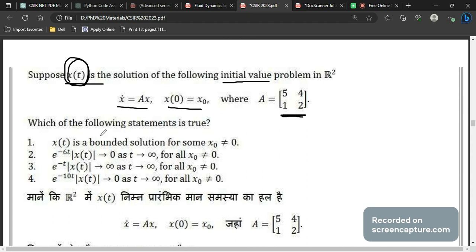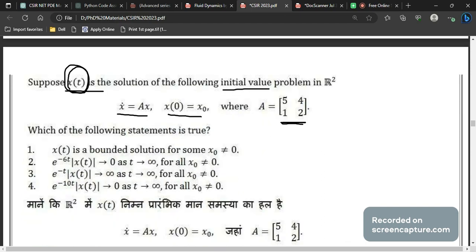Now they are saying which of the following statements is true. So they are saying about the nature of this. So x(t) is bounded, or will it tend to 0 or infinity, or where? Okay. So let's see how we can solve this question.